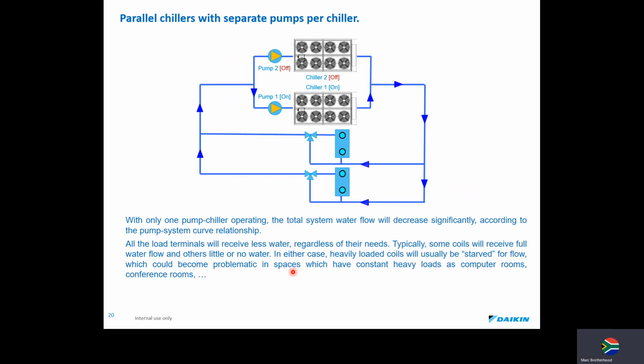So if we make this drawing look a little bit more complicated, with only one pump and chiller operating, the total system water flow will decrease significantly according to the pump system curve relationship. All the load terminals will now receive less water regardless of their needs. Typically, some coils will receive full water flow and others little or no water. In either case, heavily loaded coils will usually be starved for flow rates, which could become problematic in spaces which have constant heavy loads, example computer rooms, conference rooms, etc.